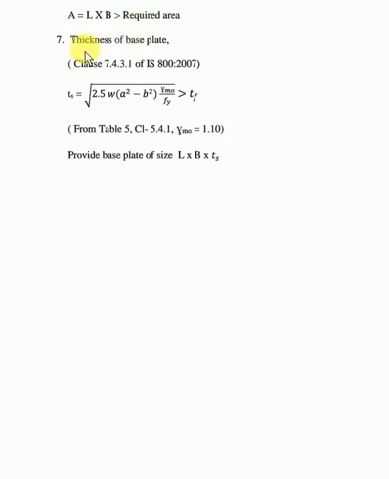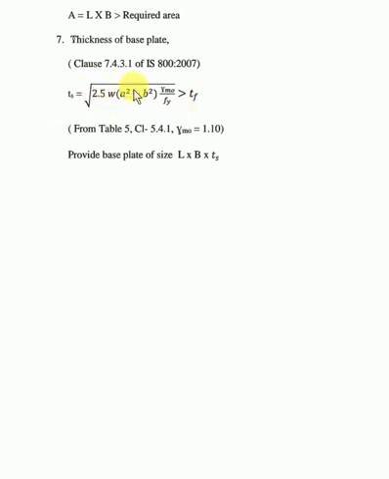Then in step number 7, we'll find out the thickness of the base plate as per clause 7.4.3.1 of IS 800-2007. It is on page number 47. So thickness of base plate, it is represented by TS, which is equal to root over 2.5 W into A square minus B square gamma MO by Fy, and this TS should be greater than TF. TF is our thickness of the flange.